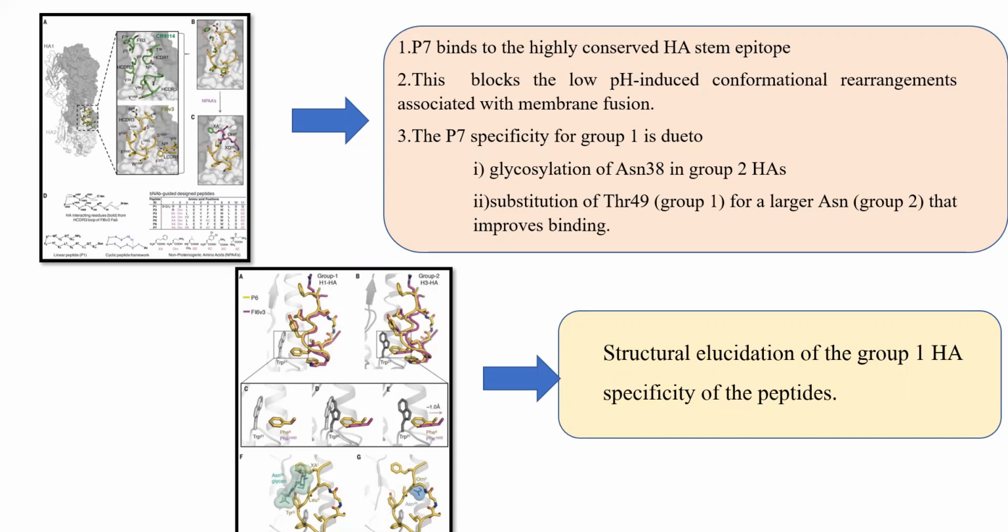So what makes P7 super specific for group 1 HAs? It's because of the glycosylation of ASN38 in group 2 HAs and the substitution of tyrosine 49 in group 1 for a larger ASN in group 2 that improves binding. These groups belong to the HA itself, two different types of HAs, okay? So this particular figure here shows the structural elucidation of the group 1 HA specificity of the peptides.